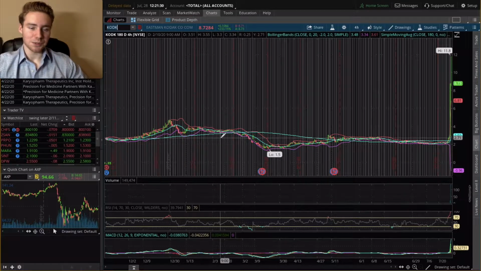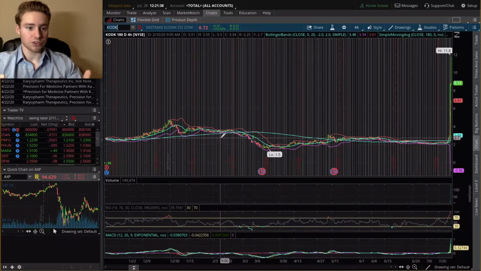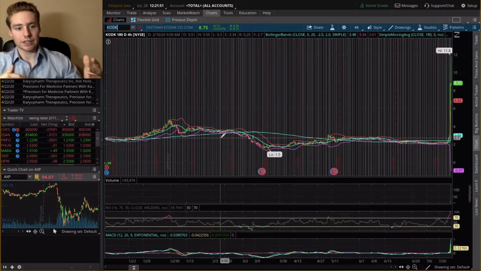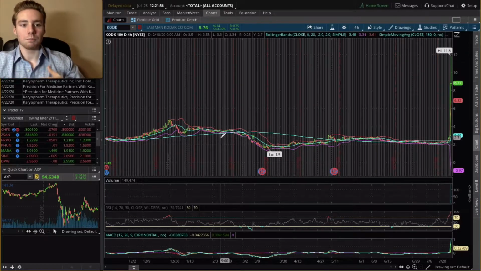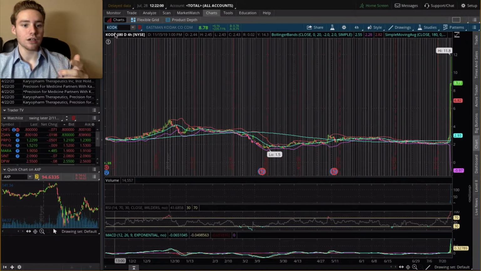So what is a sympathy play? Well, a sympathy play is essentially riding the tail of a big jump in some sort of sector, some sort of stock, some sort of equity. So we're going to want to see here the jump of another equity based on the previous jump of an equity that's related. A great example here that's happened in the past few days has been KODK.